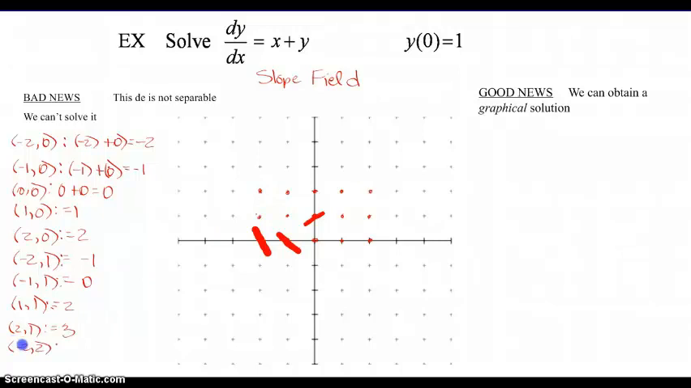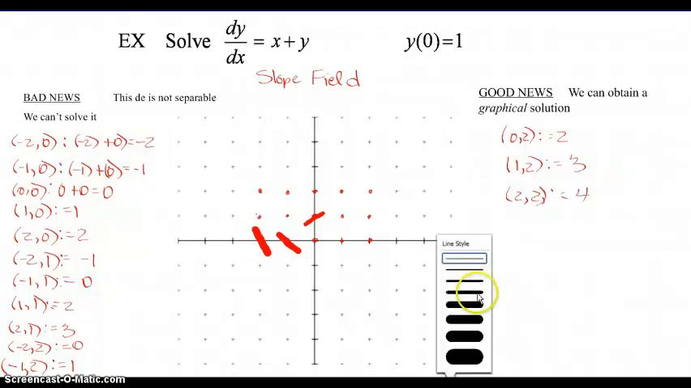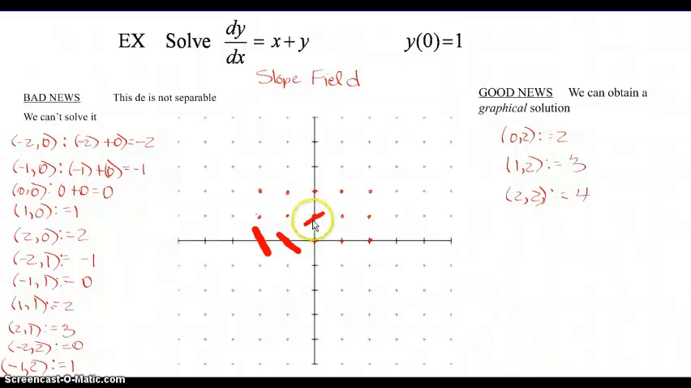-2, 2 will have a slope of 0. -1, 2 will have a slope of 1. This is the point 0, 2. That's going to have a slope of 2. Here's the point 1, 2, and that will have a slope of 3. And the point 2, 2 will have a slope of 4. So now that we've got them all, let's try to draw our slope field.